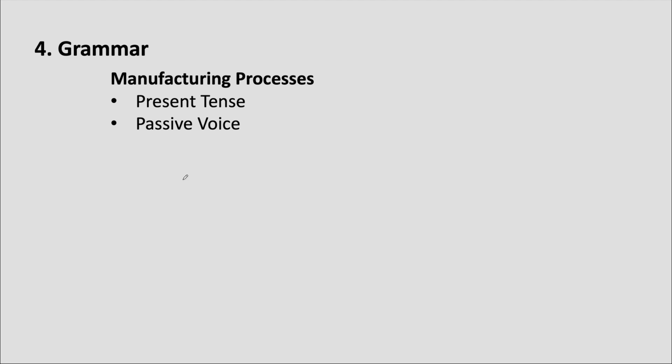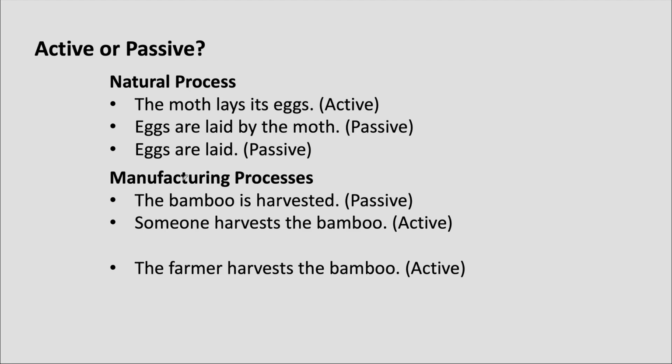Manufacturing processes are usually written in the present tense and passive voice. Natural processes, on the other hand, often use active voice as well. For example, we can say the moth lays eggs. In a manufacturing process, we would normally write the fibers are filtered or the bamboo is harvested rather than someone filters the fibers or someone harvests the bamboo.